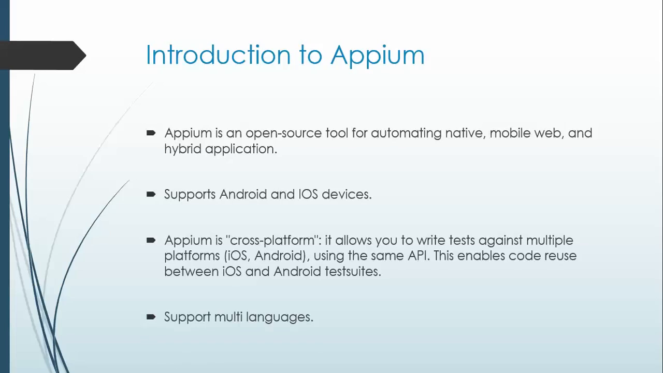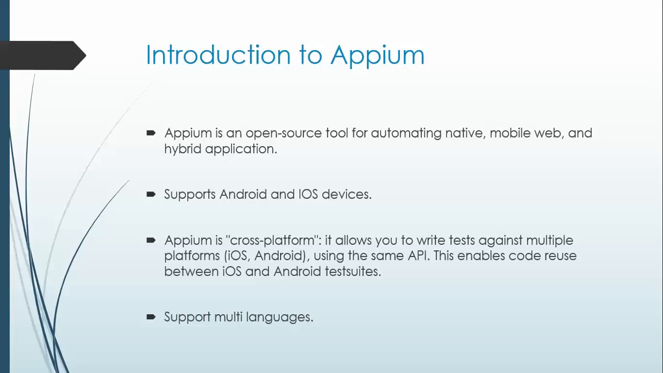It supports multiple languages. As we know, Selenium supports seven languages as of now. Previously it used to support five languages, but now it supports Java, JavaScript, C Sharp, Ruby, Python and PHP. So it supports almost every programming language that is present in the market. Appium also supports multiple languages. I will show you in just a minute.